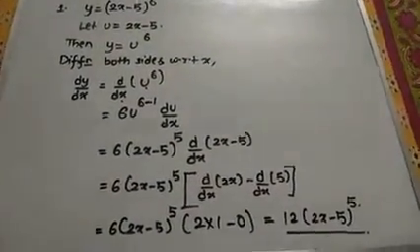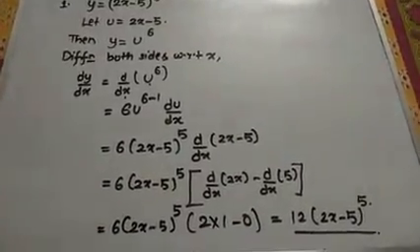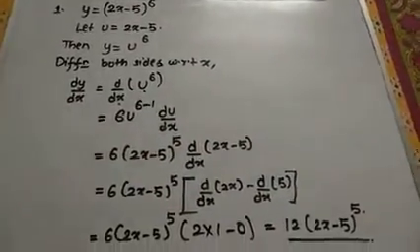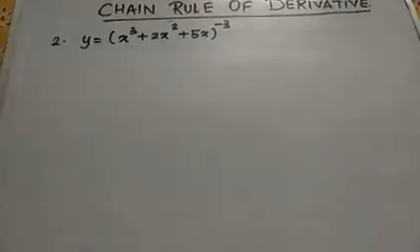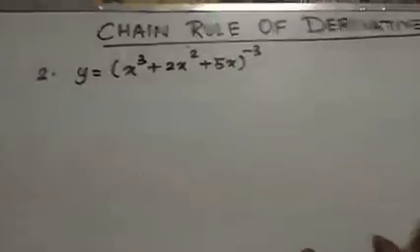Clear? So this is the way to use the chain rule. Very simple method and very useful for further differentiating more advanced type questions. So let us proceed to question number 2. So this is question number 2. You can just see the question number 2. I will not solve this question. You will try this question.